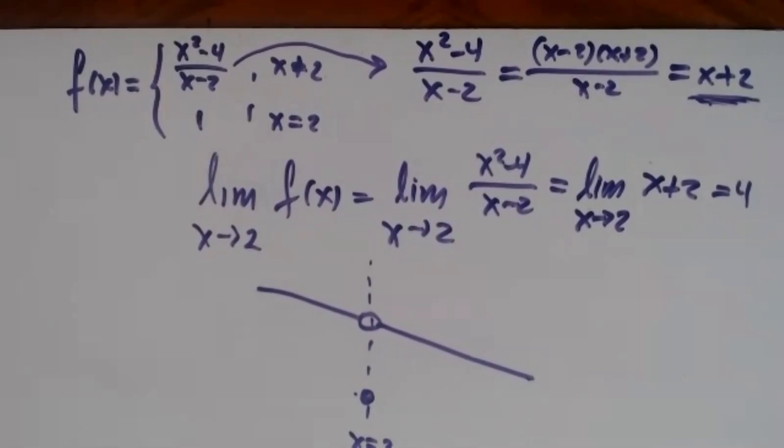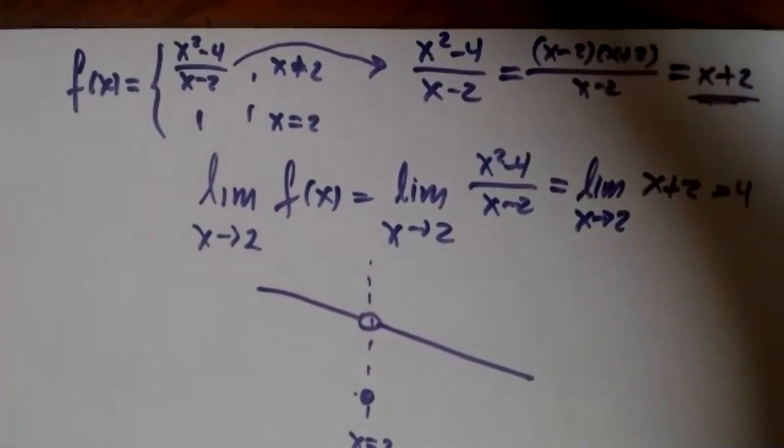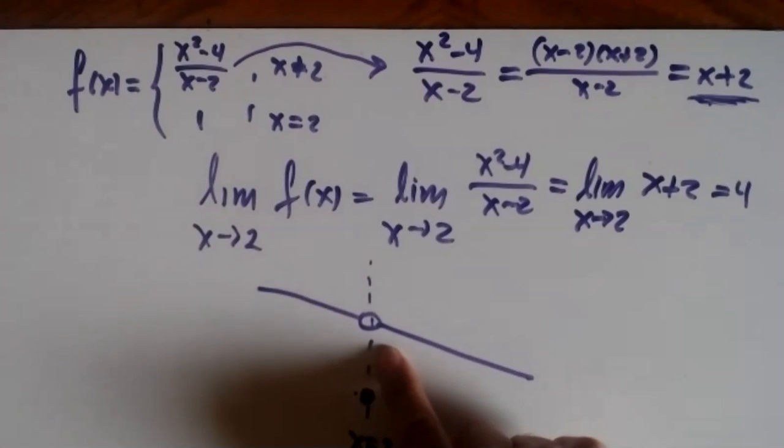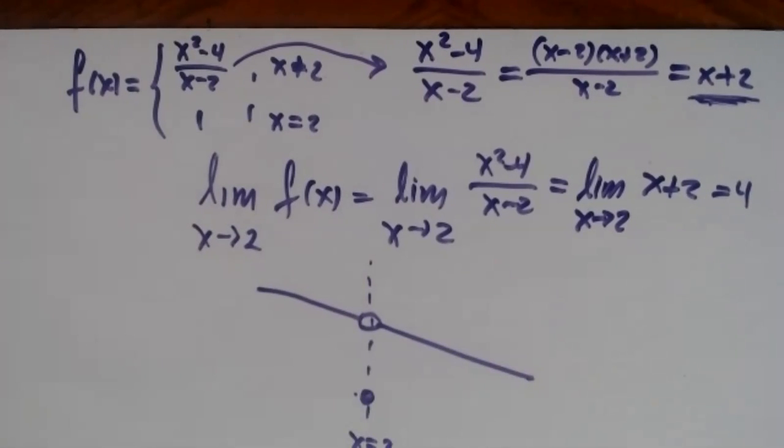Correct? So you cannot put a tangent right here. You cannot put a tangent right here because there is no point. Correct? So it's not differentiable, it's not continuous, but the limit exists, is here. Okay?